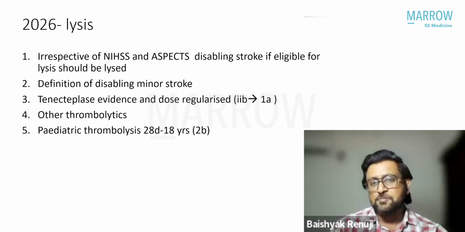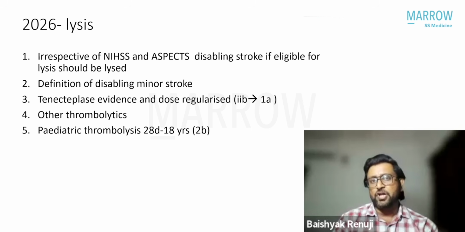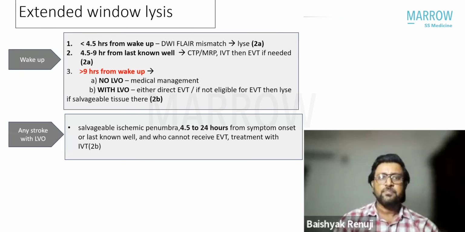Tenecteplase evidence is much improved. Dose is regularized. Now it is 0.25 milligram per kg. The DCGI approval or the Indian drug authority approval is 0.2. And other thrombolytics, reteplase and prourokinase, are there. Pediatric thrombolysis is there, but 28 days to 18 years, again, it is alteplase, not tenecteplase.